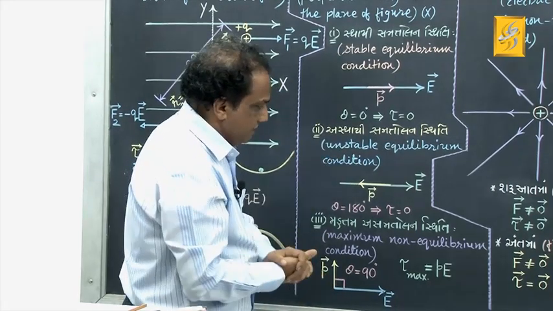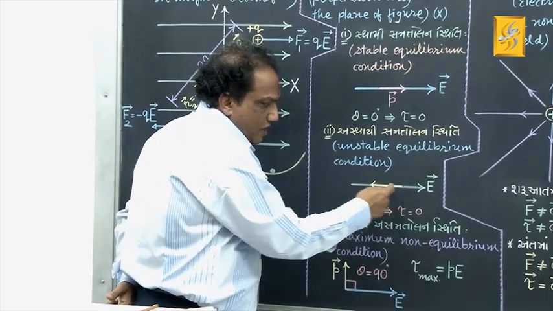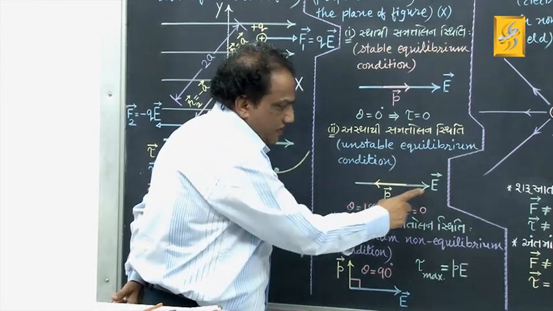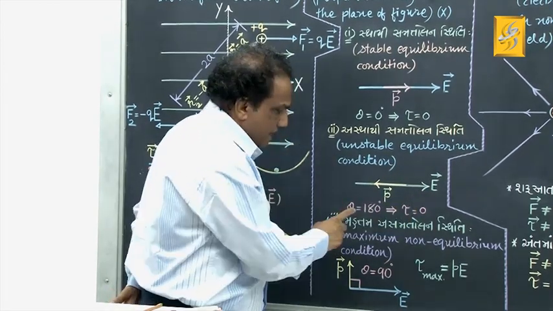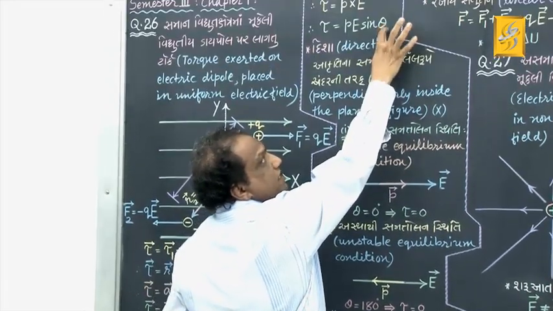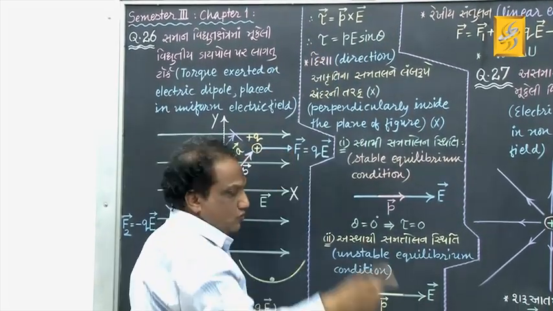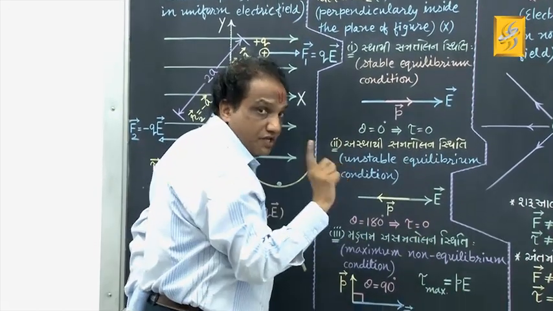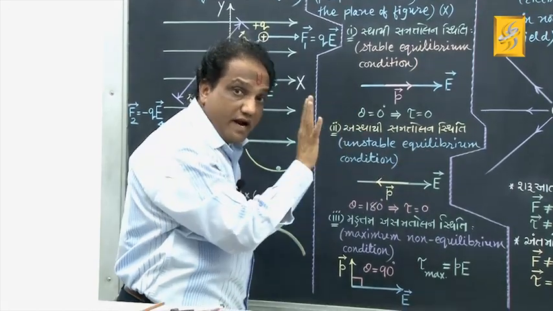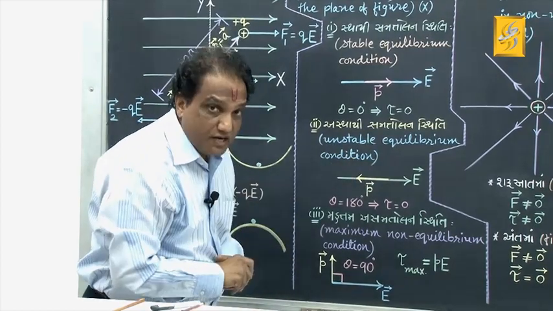Now consider this case. Suppose you are aligning vector p just opposite to vector E, anti-parallel. If vector p and vector E are both in opposite directions, then the angle theta between them will be 180 degrees. When you write theta equals 180 degrees here, sine 180 will be 0, and again the torque will be 0. So when torque is 0, at that time it is said to be in equilibrium condition because it will lie at rest, but we call it unstable equilibrium condition. Why unstable?